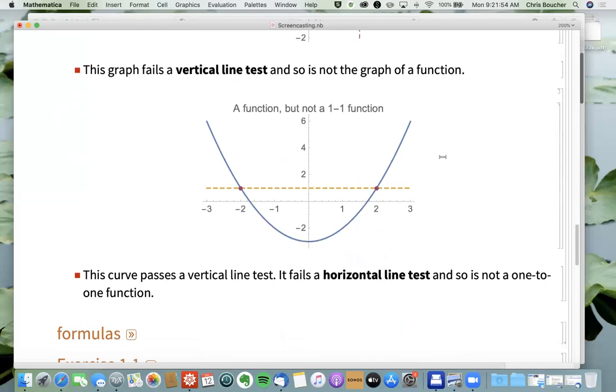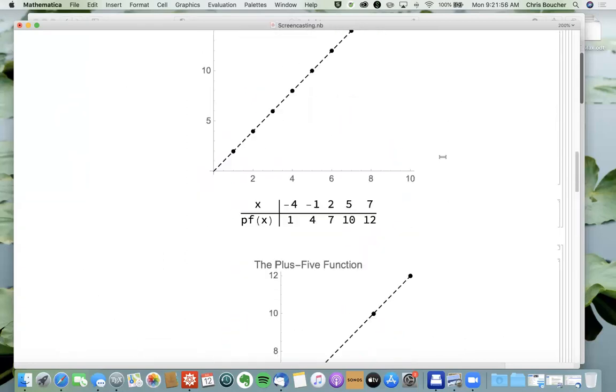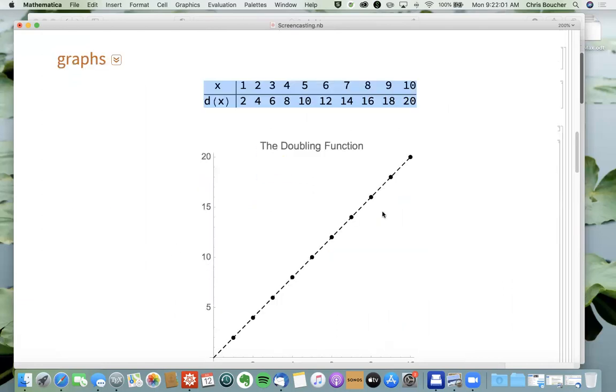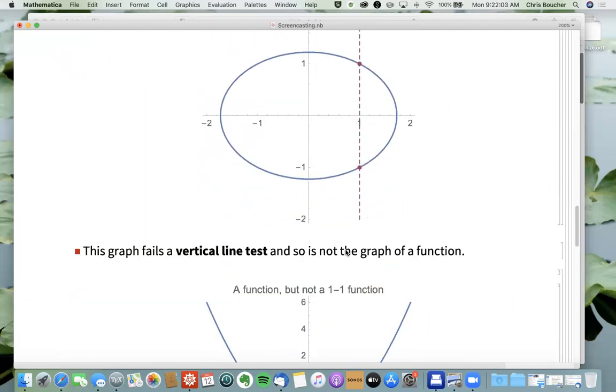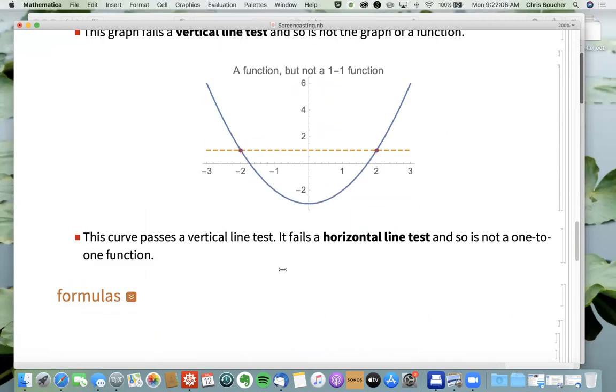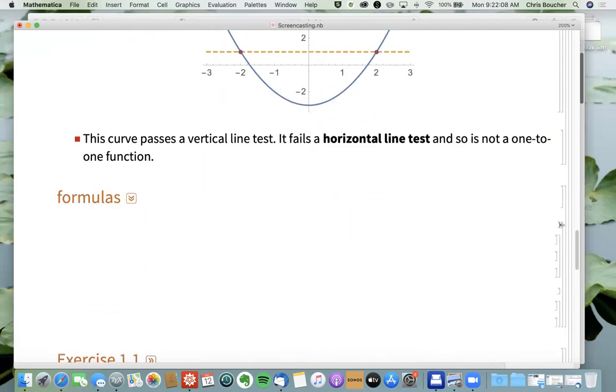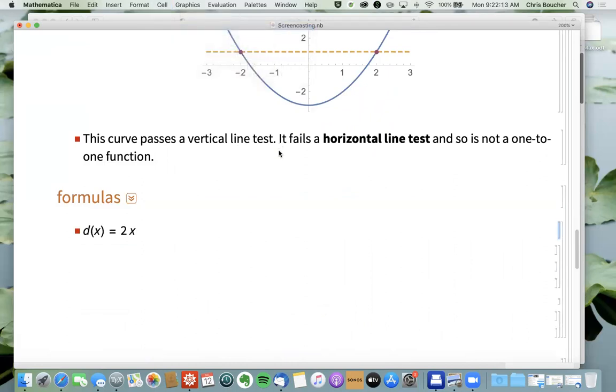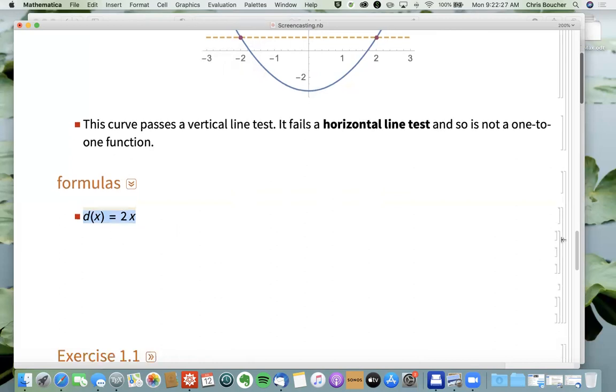So 3 different ways of dealing with functions. We've talked about 2 so far: input-output tables and graphs. The third, and the one that is maybe the most important, although the other 2 are important as well, is using algebra, using algebraic formulas. And we hinted at this already, right? With the doubling function, we computed a number of outputs, and we noted that a general formula for this function is d of x is equal to 2x.